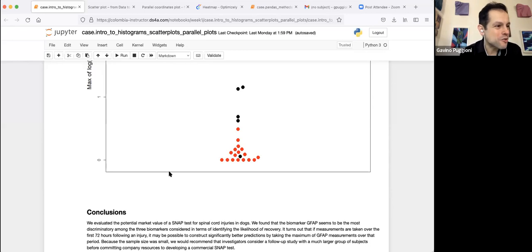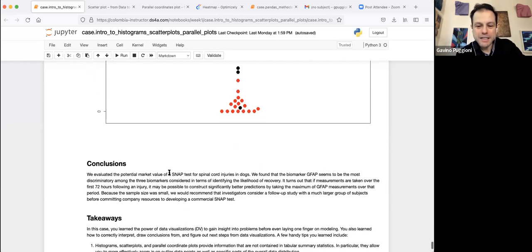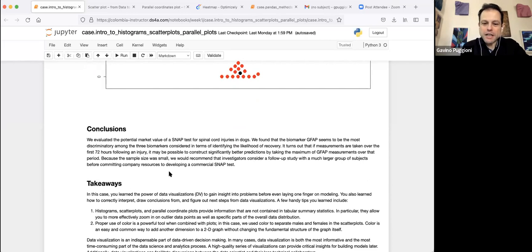So let's draw some conclusions, and then we go and take a little break. We evaluated the potential market value of a SNAP test for spinal cord injuries in dogs. What are the takeaways from a data science standpoint? You learned the power of data visualization and also the limitations, how certain plots were masking some of the information, but generated enough questions that we could look at alternative plot types to look at this type of data.